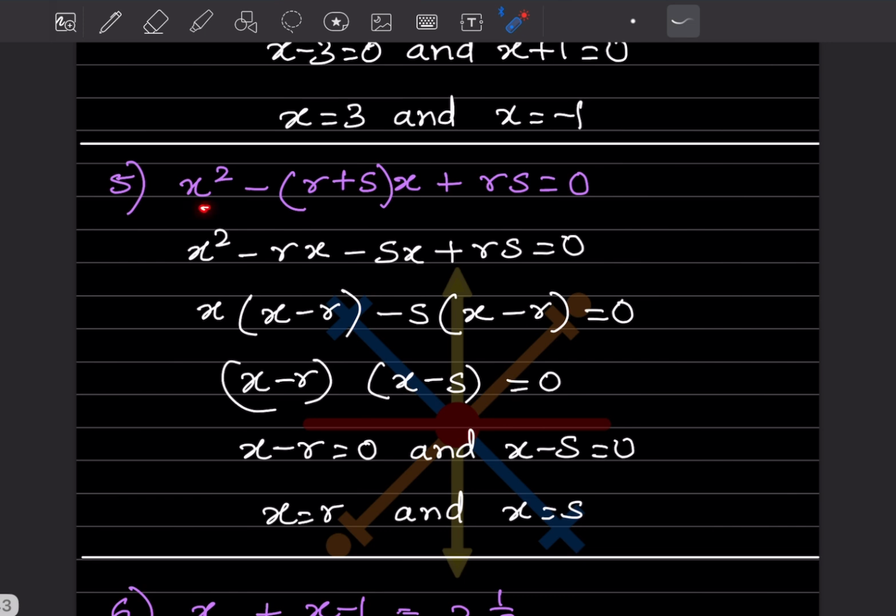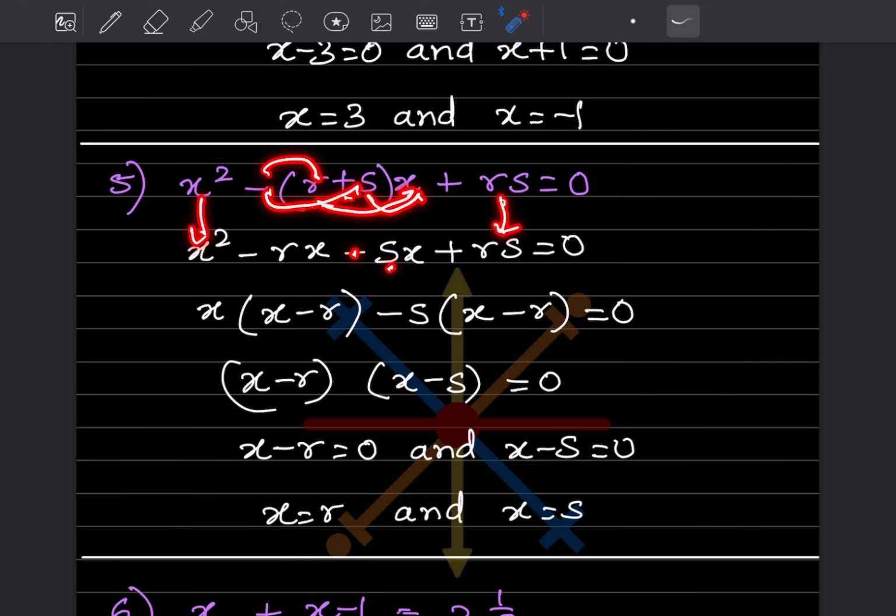Now look at this problem here. This is x square minus (r plus s)x plus rs is equal to 0. So what we are going to do here, because we cannot take the factors directly here, because that is r plus s and not a number, so we are going to expand this one. This x is for both of them. So we can write here rx, and here plus minus will be minus, then sx. Hope this part is clear.